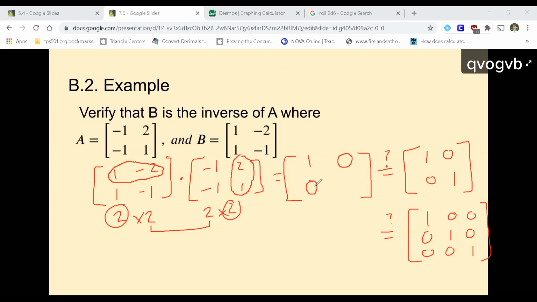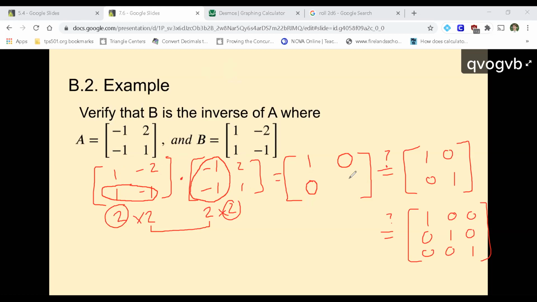To find out what goes here, second row, first column. Take the second row, first column. 1 times -1 is -1. -1 times -1 is +1. -1 plus +1 is 0.